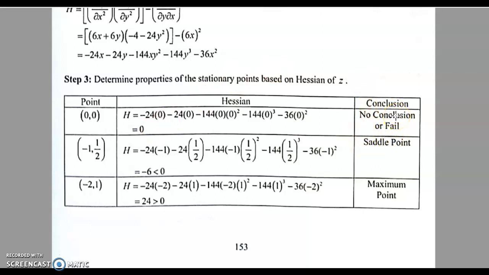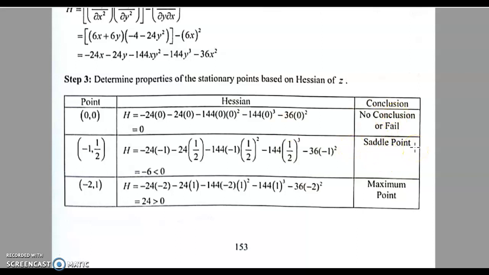When Hessian equals 0, it means that there is no conclusion. Next they input the next point, which is (-1/2, ...). They input it accordingly in the function, and they obtain -6. Negative 6 is less than 0. So whenever your Hessian is negative, that concludes that the point is a saddle point.